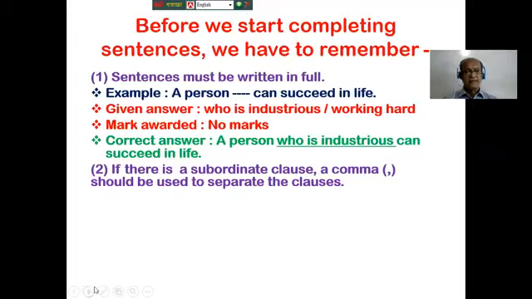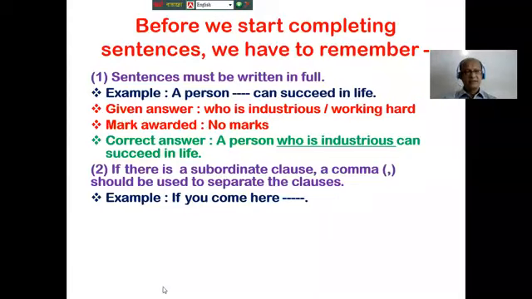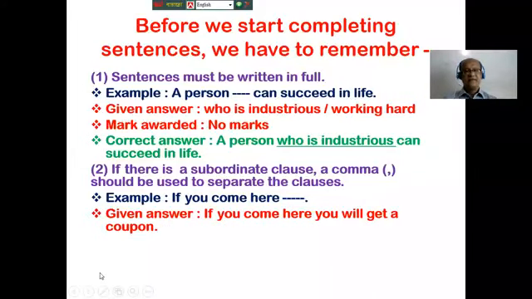See, for example, if you come here, dash. If you come here is a conditional clause, first condition. The second structure should be subject plus can, may, or will plus base form of the verb. It's a condition we can fulfill. So sometimes your answer comes: if you come here you will get a coupon. You have not put any comma.